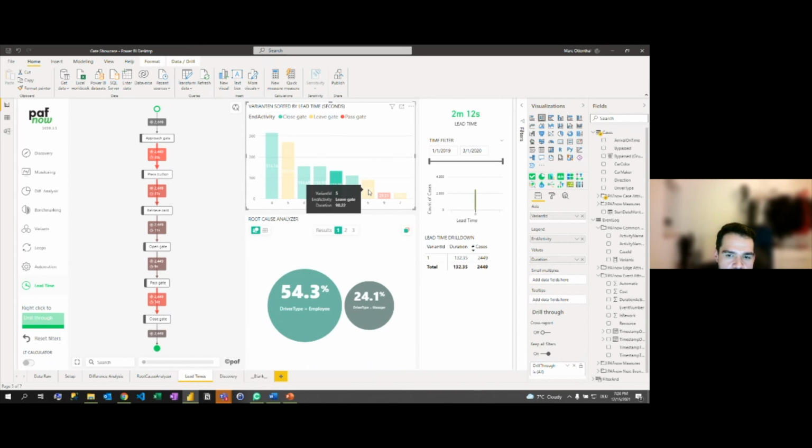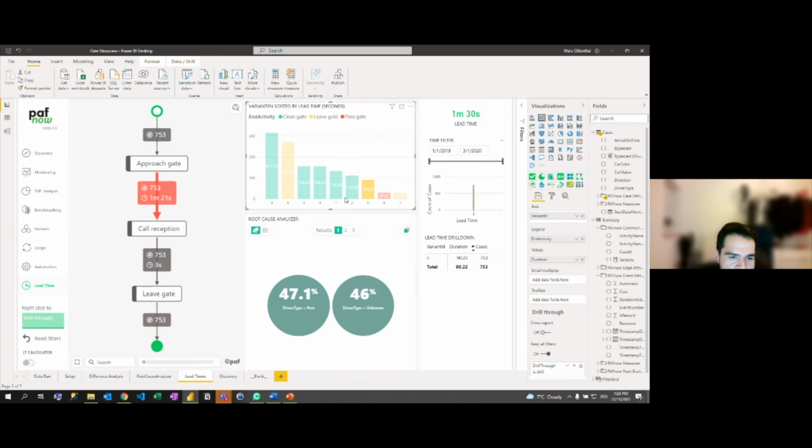Let's jump maybe to the 5th variant, because the 2nd variant is just exactly as the 4th one. We have post and unknown, and those are the ones that approach the gate, call the reception, and then leave the gate. And apparently, again, approaching the gate and calling reception, we see again, especially for the driver type unknown, that's a quite slow process. And this is something we will have to work on, right? We have to make it clearer what to do when you approach the box, because some people just don't know what they have to do when they approach it.